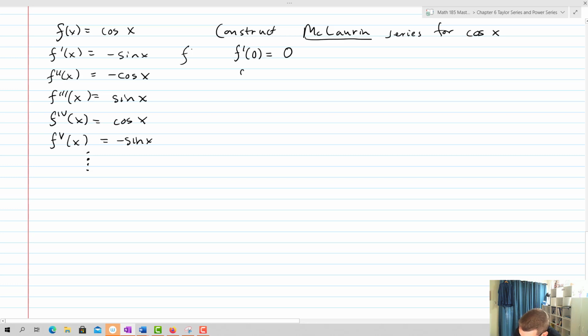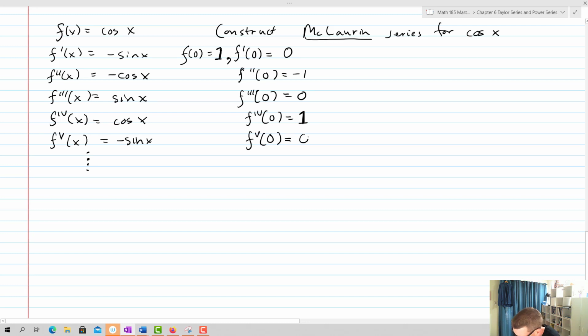f of 0 is going to equal 1, because that's cosine of 0. f prime of 0 is going to equal 0. f double prime of 0 is going to equal negative 1. f triple prime of 0 is equal to 0. f to the 4 of 0 is equal to 1. And f to the 5th of 0 is going to equal 0. And then so on and so forth. And what you're going to see is we've got this alternating series again that we can use for this cosine.